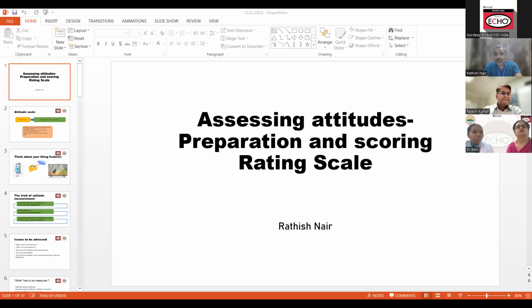So in case of attitude scales, we'll be talking about different types of attitude scales, how they are used, how they are created, and how good they are in measuring what they are expected to measure. There are many types of scales and scaling techniques, and we have to choose the most appropriate technique for the research which we are intending to do.